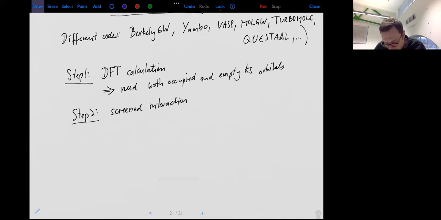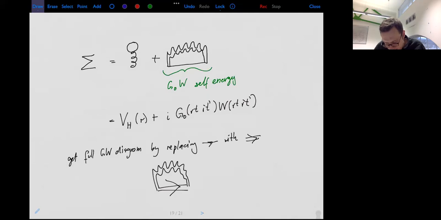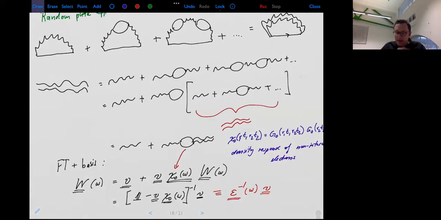So what do you need to do for that? Well, let's have a look. The screened interaction is obtained by solving this Dyson equation here. And the Dyson equation involves two bits, right? The bare Coulomb interaction, okay, that's easy. It's just 1 over R.